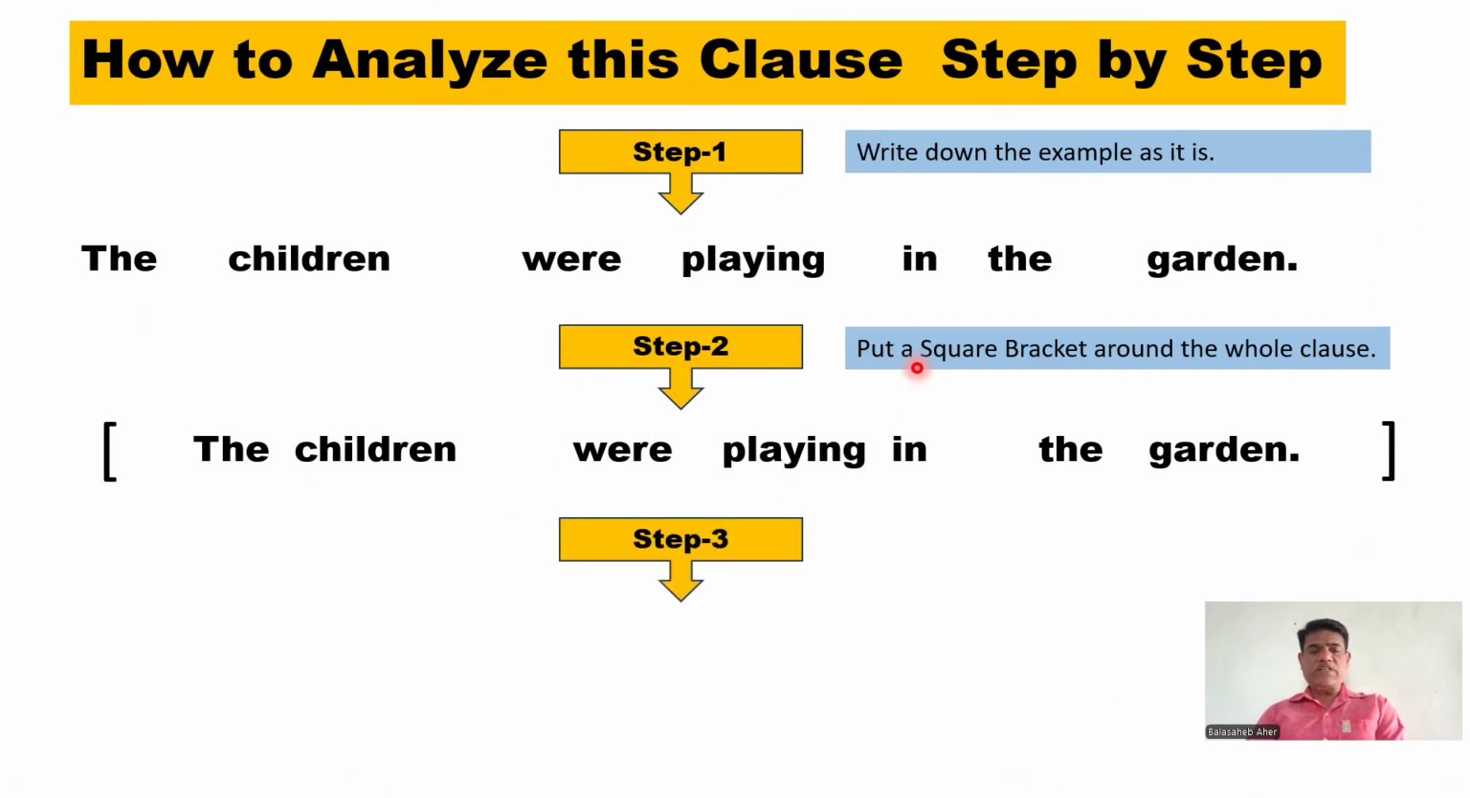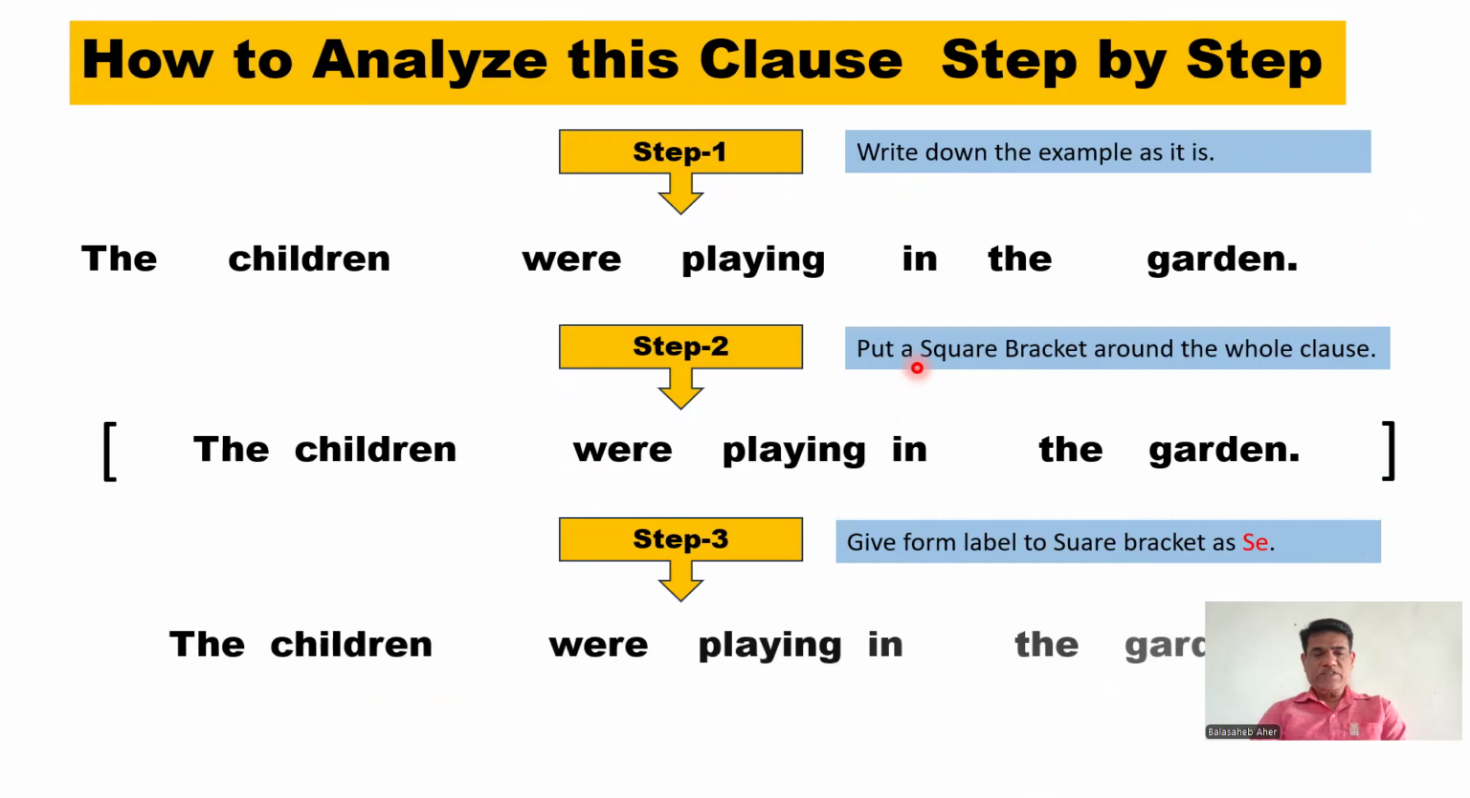Now the third step, let us go to it. In the third step, what we have to do is label the square bracket we have just put as SE because it is a sentence. SE is a short label for the clause, for the sentence.